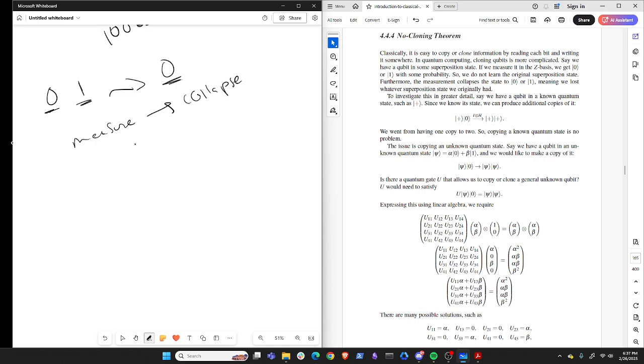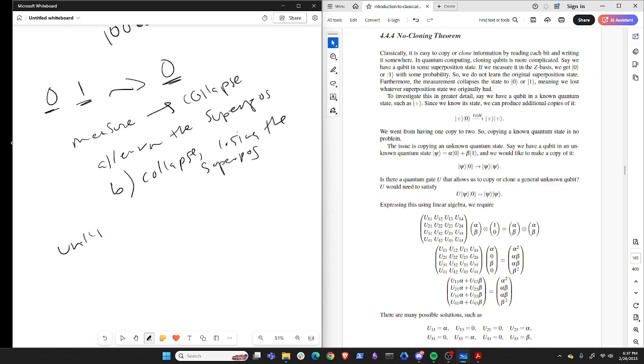And we don't learn the initial superposition, and furthermore, once we measure the qubit we're trying to copy, it collapses, losing the superposition there. So it's a lose-lose situation to try to copy an unknown.